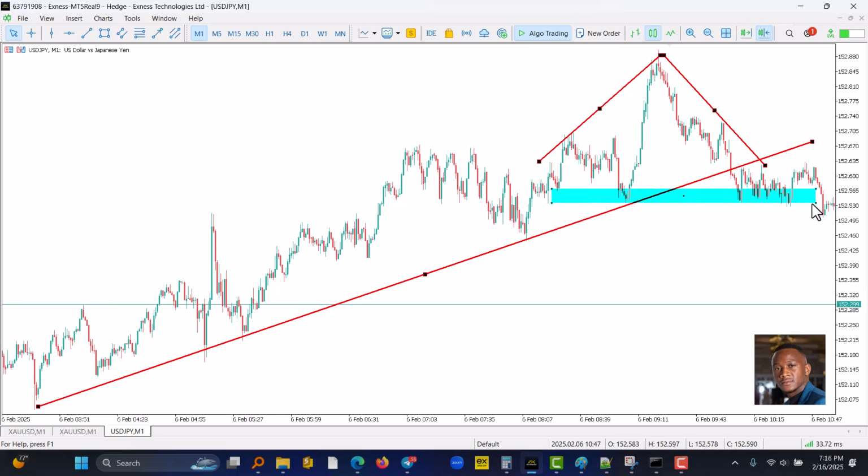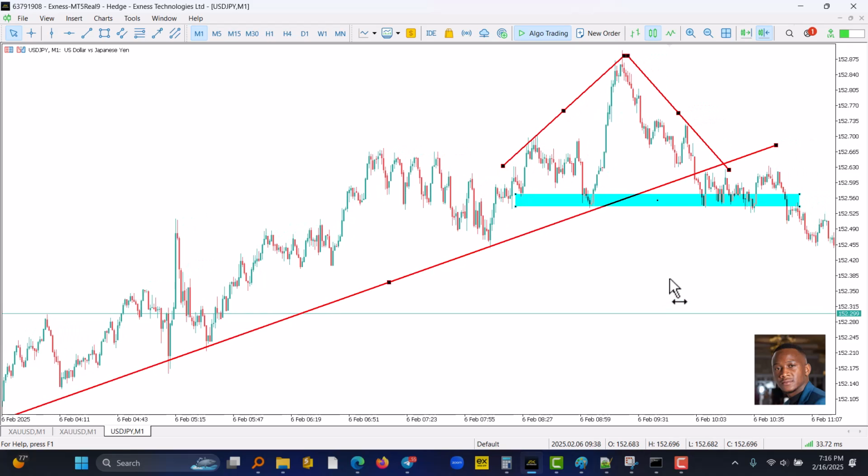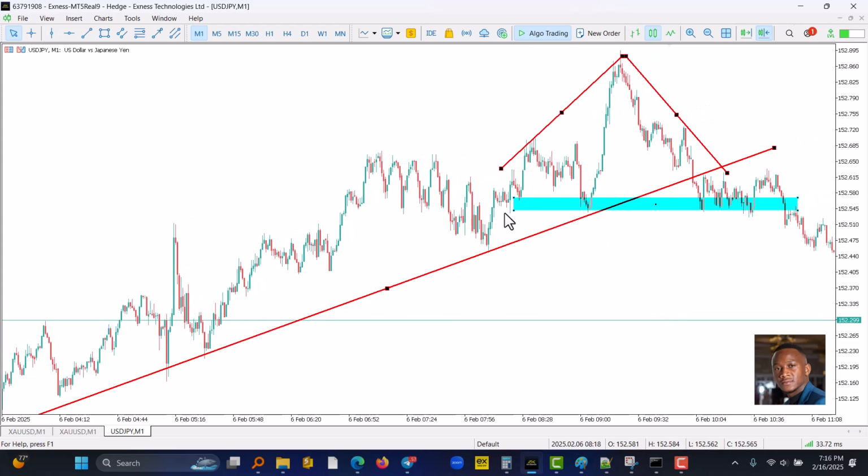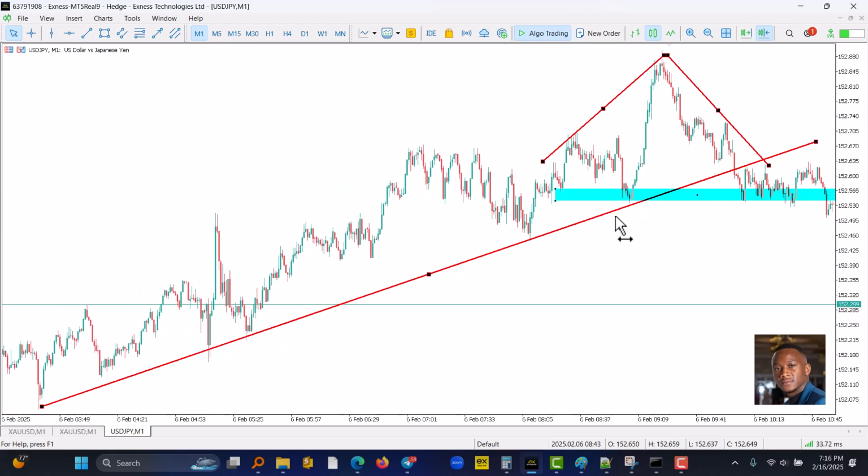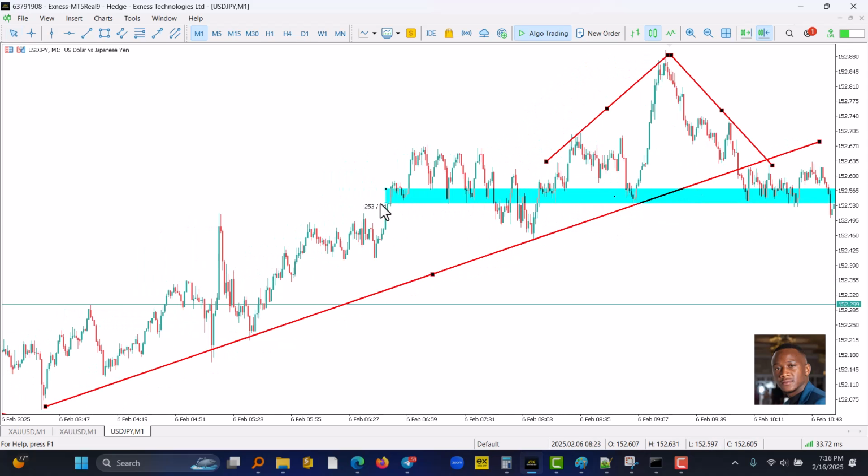Now let's find the inverse base. If you are having any issues, just come here and extend it here. An inverse base is a base that is at the bottom. So you can see that we've got a base that is at the bottom right here.